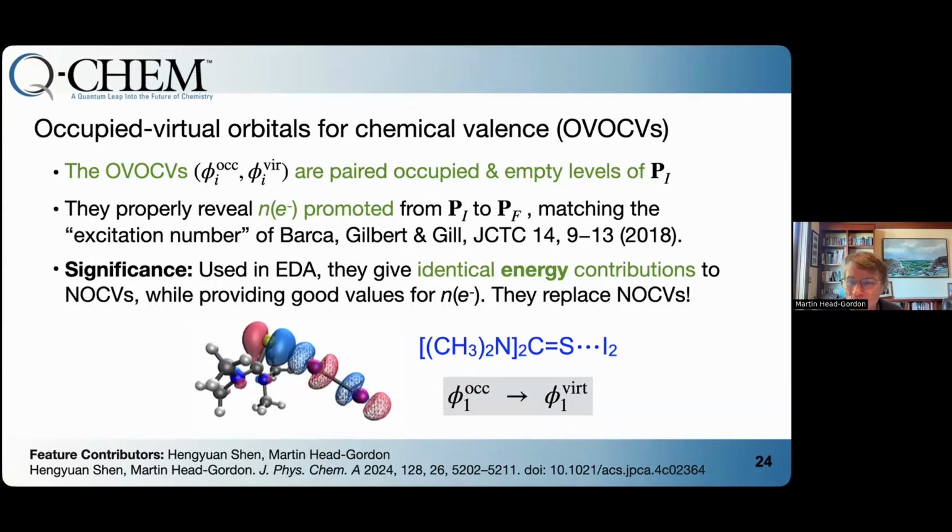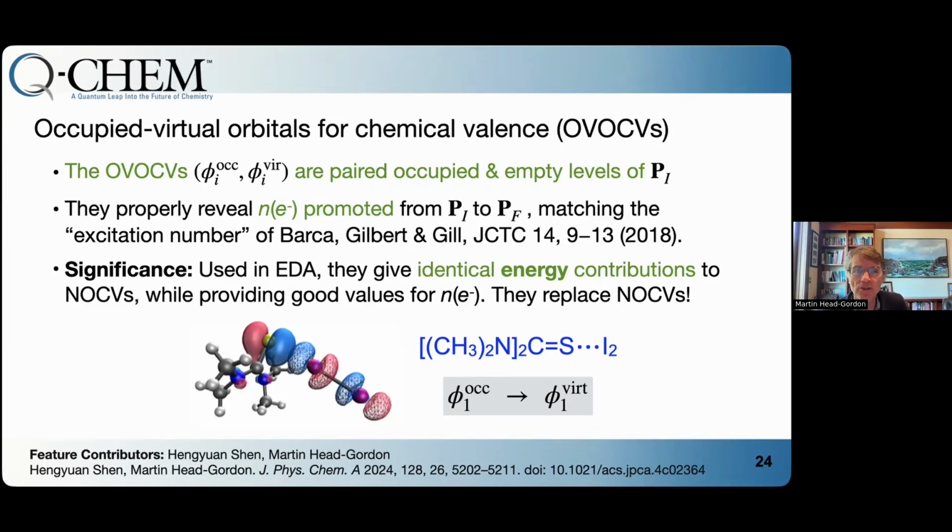This is to do with what is the most compact, the optimal way to describe the density rearrangement from an initial determinant to a final determinant. And if you've heard of the natural orbitals for chemical valence, or NOCVs, that are, for instance, used in the ADF code for energy decomposition analysis, well, these OVOCVs are a simple but crucial improvement on the NOCVs.